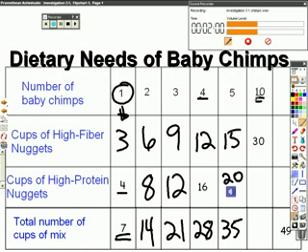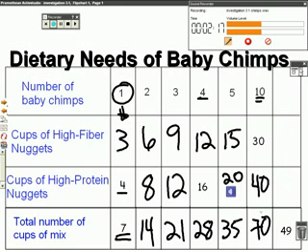When we get to 10 baby chimps, you can see I've already filled in the high fiber of 30. Given that this is 30, and 10 times 3 is 30, so 10 times 4 is 40, and our total is 70. Now, the last column is a little bit more challenging, because I don't tell you how many baby chimps you have, I don't tell you how much high fiber you have or how much high protein, but I do tell you what the total number of cups of mix is.